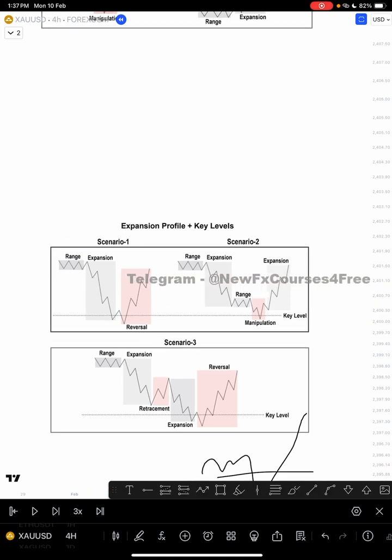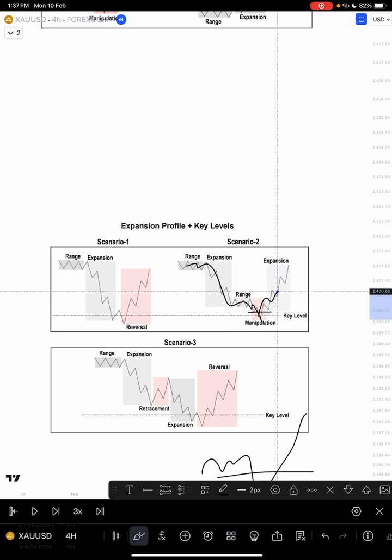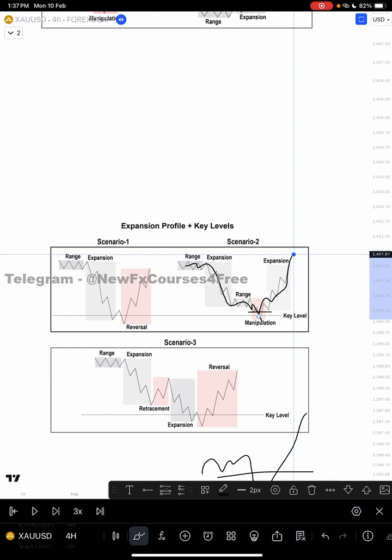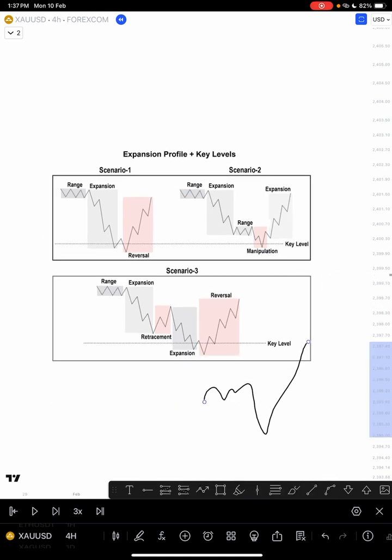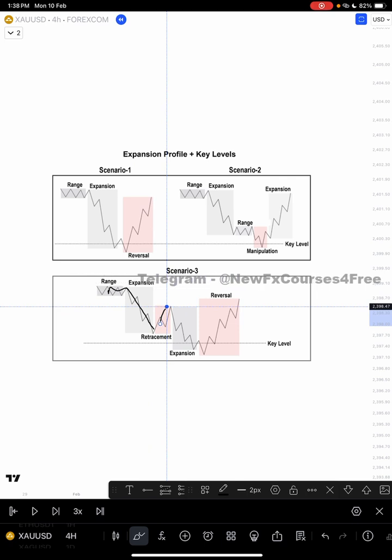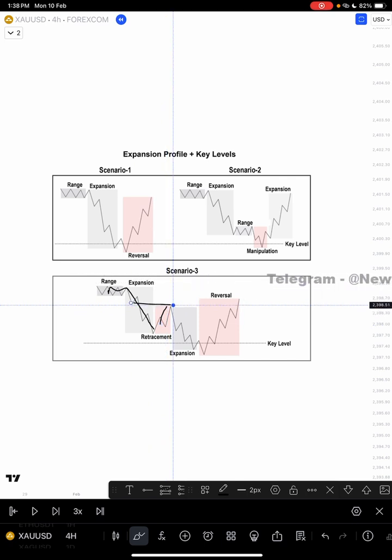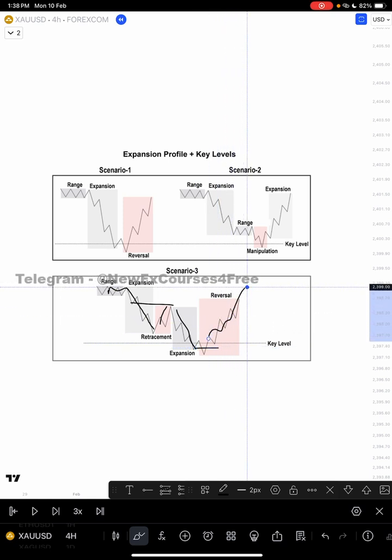Here, range, expansion, range, manipulation, turtle soup, and expansion for higher prices. So going lower to the third scenario: range, expansion, retracement, maybe into a breaker block or a mitigation block, then expansion lower into our discount key level, turtle soup, reversal profile begins.